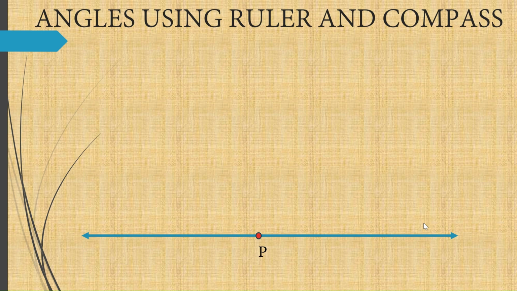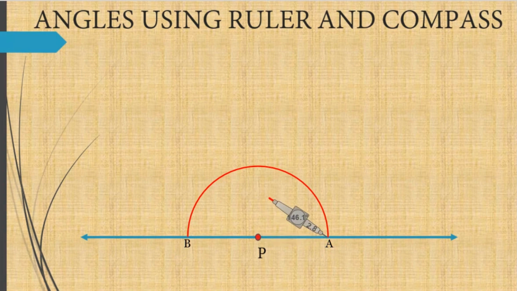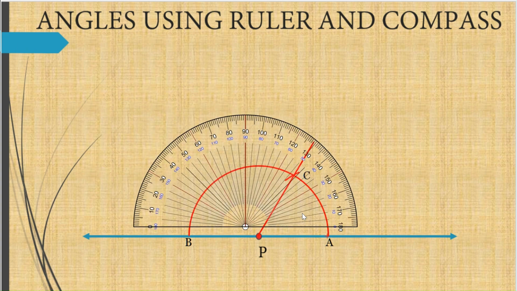So with P as center, we'll draw a semicircle cutting the line at 2 points, and we'll name these points as A and B. Now with A as center and the same radius, we'll draw another arc to cut the previous semicircle and mark this point as C. Join P to C, and if we check this will give 60 degrees angle.